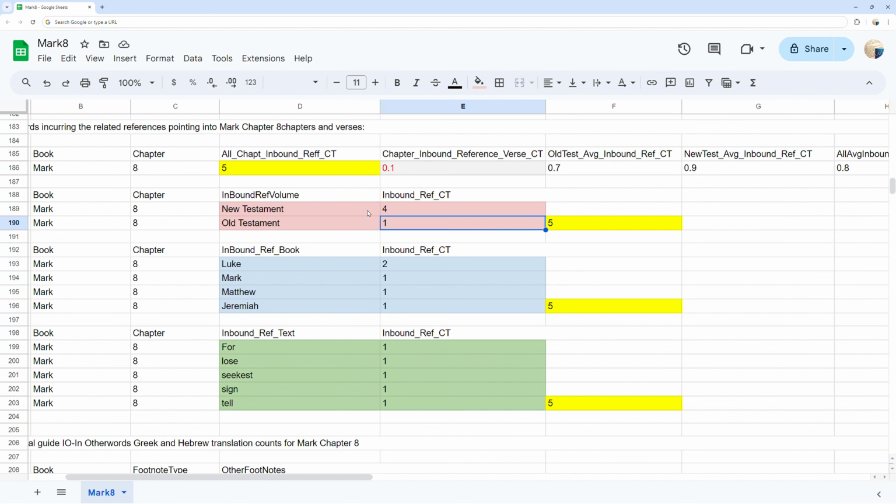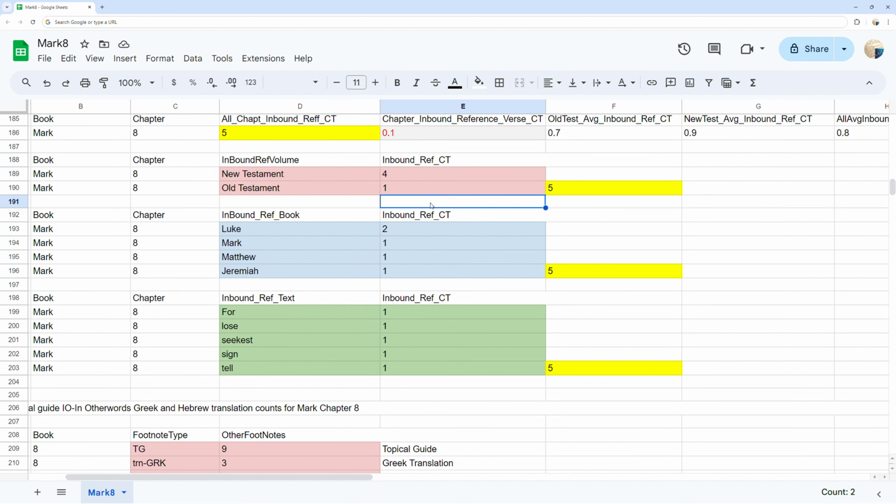In red, you can see the inbound references by origin source of either Old Testament or New Testament ordered by counts. In blue, you can see the 4 inbound references into Mark chapter 8 verse references by origin Bible books Luke through Jeremiah ordered by counts. In green, you can see the 5 words that incur the related inbound reference counts into Mark chapter 8 from other Bible verses ordered by the count used.